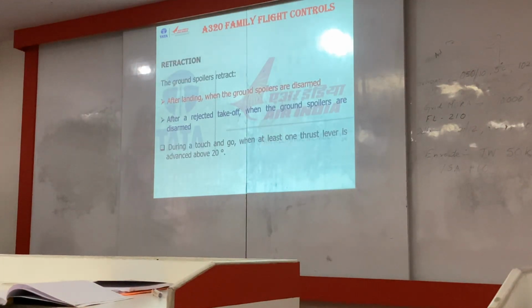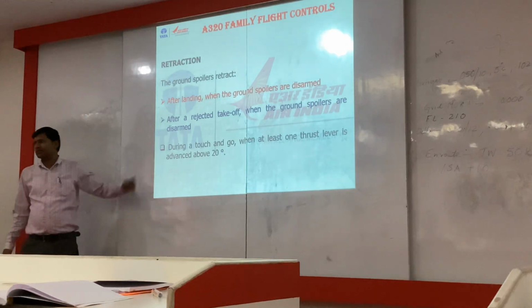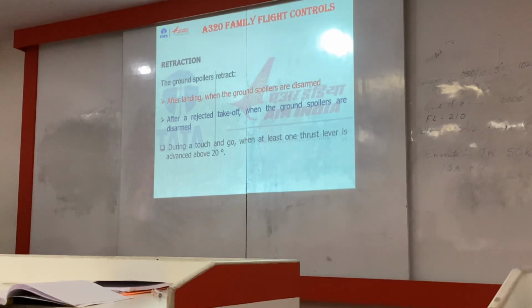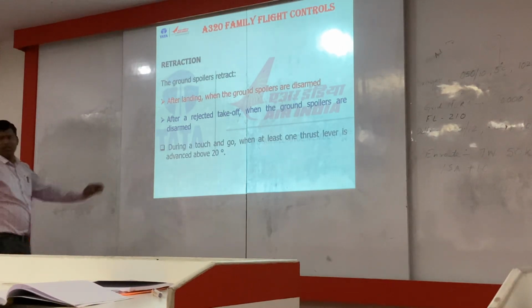Retraction. The ground spoilers retract after landing when the ground spoilers are disarmed. So either you disarm, then automatically they retract. Also after a rejected takeoff, when the ground spoilers are disarmed. If you correlate this with the first condition when the full extension was there, if the ground spoiler was not armed then it will extend, but when you change the reversers to the normal idle position, then again it will retract. Whereas this is automatic: the moment you are arming and disarming, it will operate.